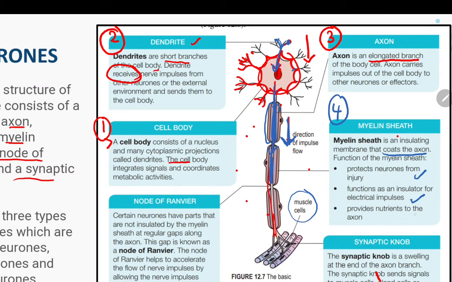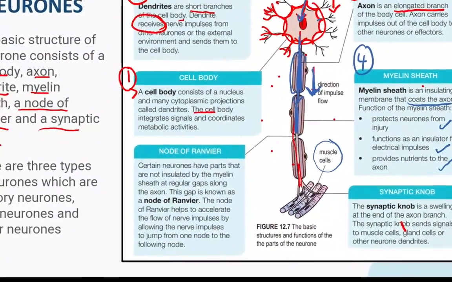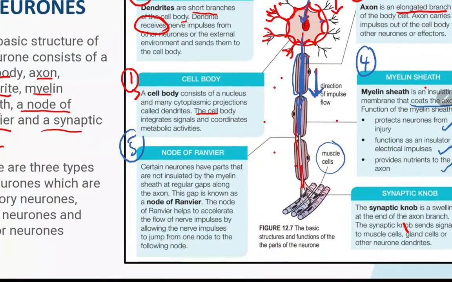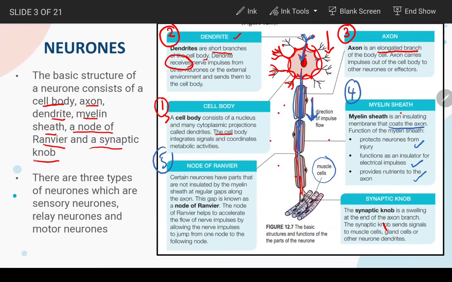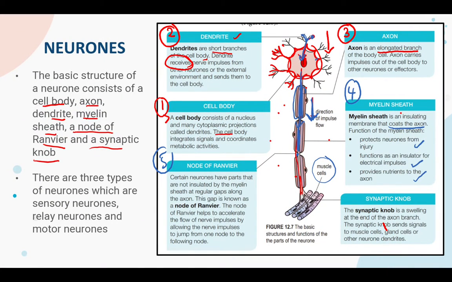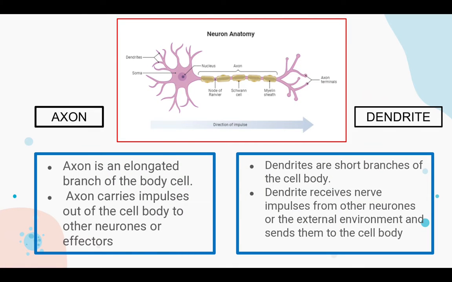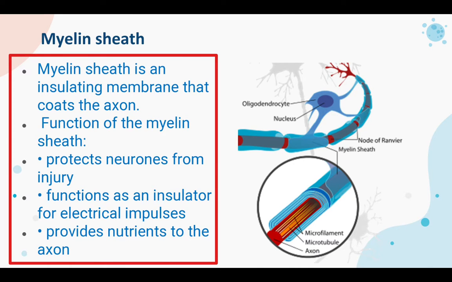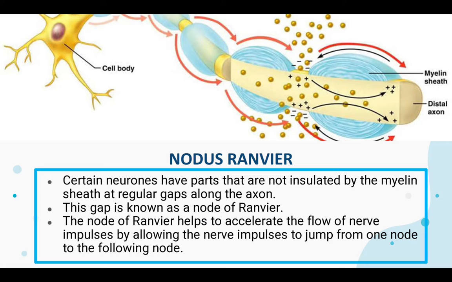The last function of the myelin sheath is to provide nutrients for the axons to transmit the nerve impulse. The next structure, the fifth one, is the nodes of Ranvier. I would like to use another slide for the fifth structure. This is similar. Nodes of Ranvier. This is the axon.